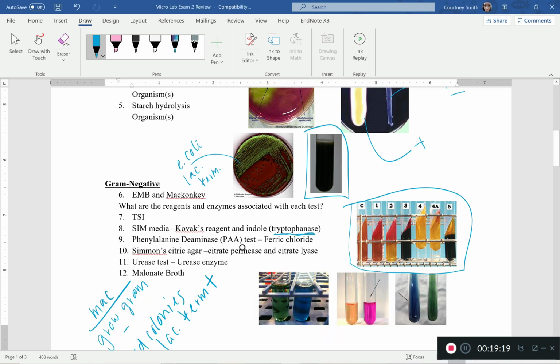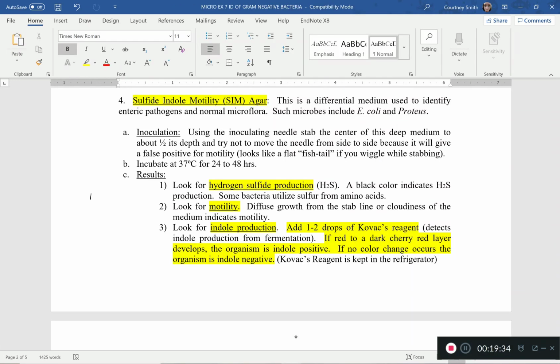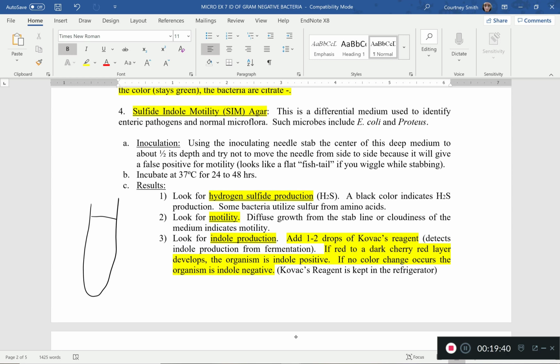Tryptophanase. So that's the enzyme that you are looking for whenever you are using a SIM test. And then also for motility, you're also looking at motility. So if you were looking at motility, then you would have your test tube, and then you would have your media. If there was motility, then you would see bacteria kind of scratchy throughout. So that means that it's motile positive. Whereas if it was motile negative, then you would only see a line where you put your needle. So that's motile negative.